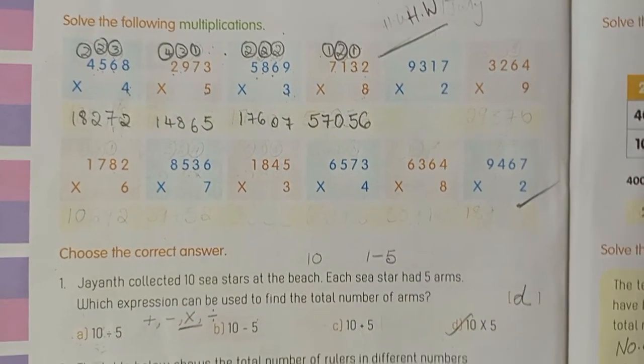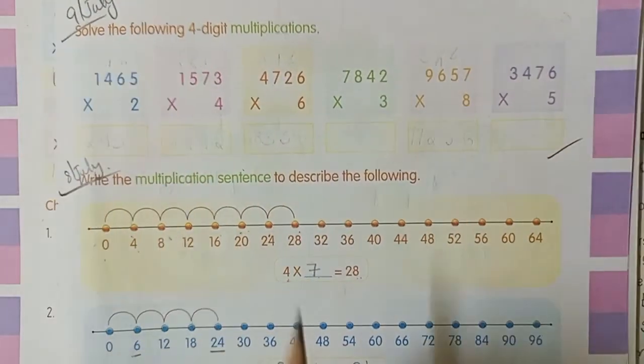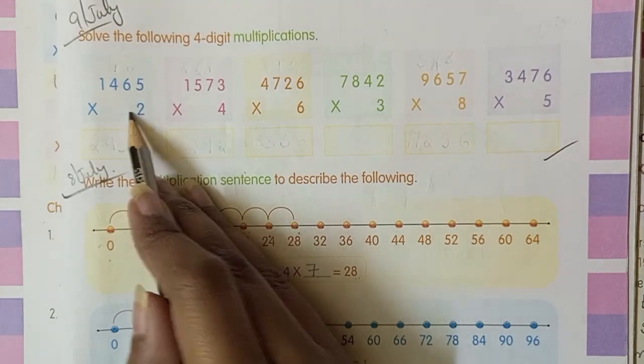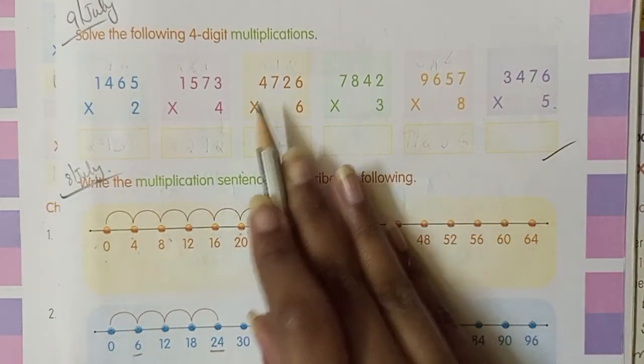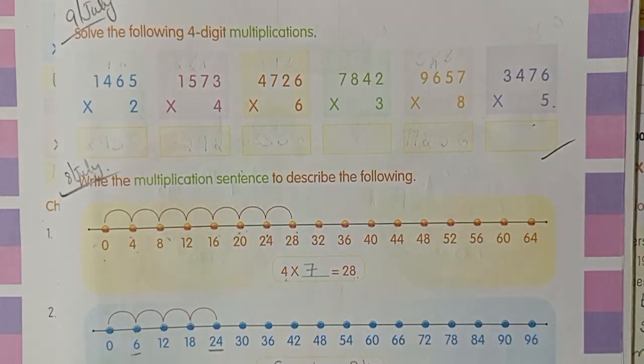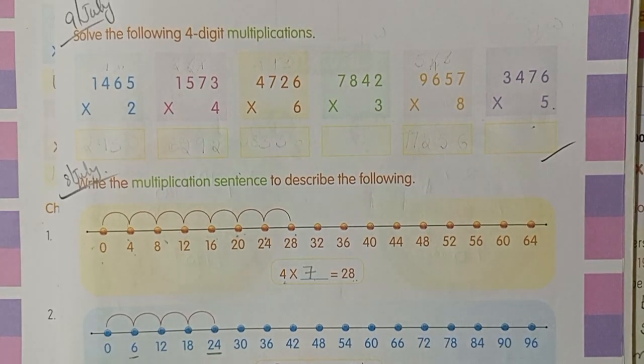And in the activity book, page number 37. Do these remaining 6 sums. Okay, children, we can continue in the next class.